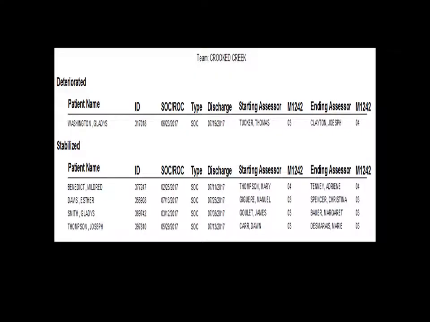Drilling down on the blue number with Crooked Creek will shed light on which patients have not improved and will help to focus our chart review and teaching process. The identification of which clinician performed the assessments is also potentially key to understanding the lack of improvement.